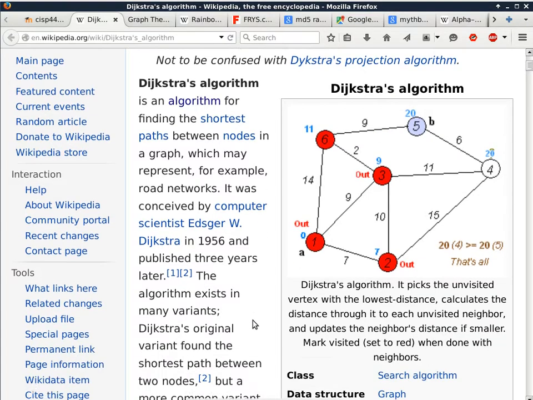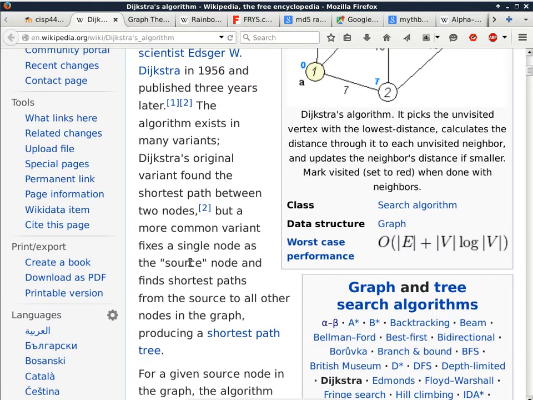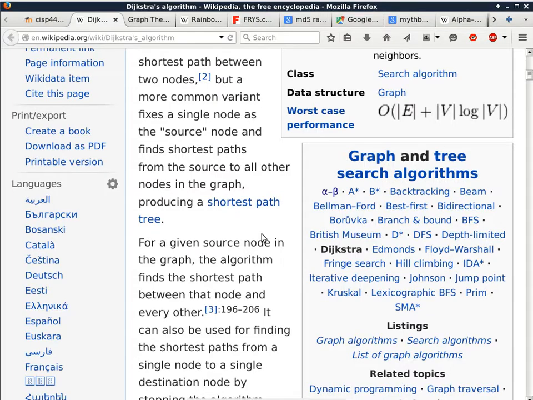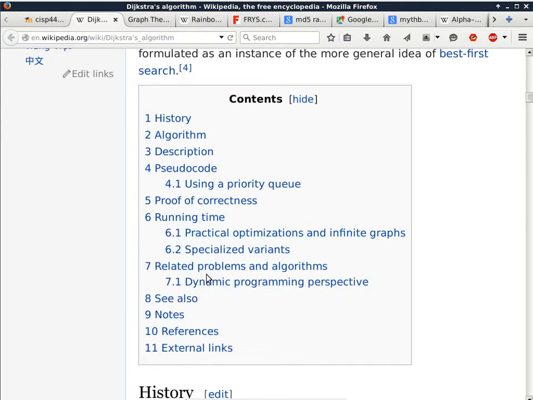The algorithm exists in many variants. Dijkstra's original variant found the shortest path between two nodes, but a more common variant fixes a single node as the source and finds the shortest path from the source to all other nodes in the graph, producing a shortest path tree. We're not going to talk about the details of this algorithm, and for those of you who are interested, well, this is more of an algorithm thing. You can actually implement this algorithm.